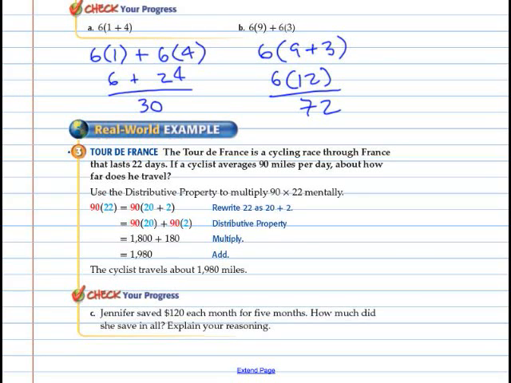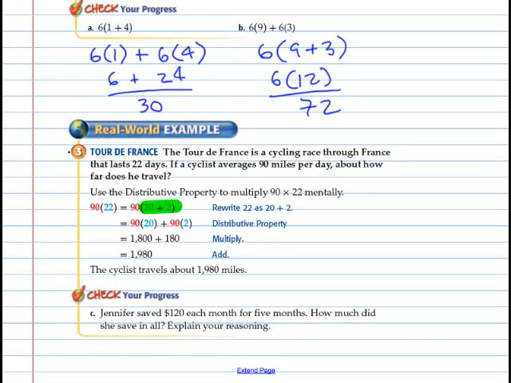The Tour de France is a cycling race through France that lasts 22 days. If a cyclist averages 90 miles per day, how far does he travel? In this first example, you can see that they've taken the 22 and rewritten it as the sum of 20 plus 2. Then they've distributed the 90 to the 20 and the 90 to the 2, which makes your multiplication somewhat easier, giving us a total of 1,980 miles.